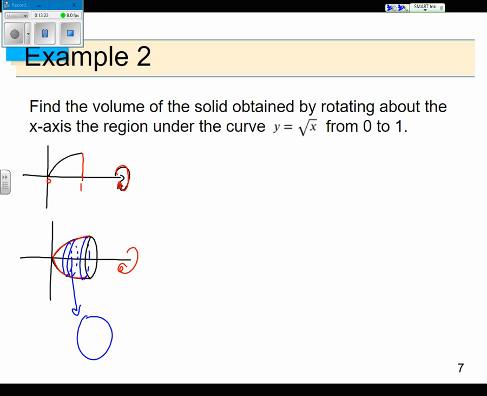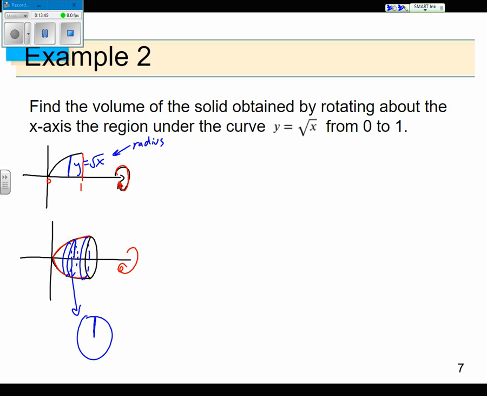Well, if I pull one of these out, I'm really interested still in what the radius is. Let's backtrack a little bit. I am finding the radius just from going from the middle up to here. I am finding the radius by just doing this height. That height is equal to y, which is equal to the square root of x. Okay, so that is what my radius is going to be.